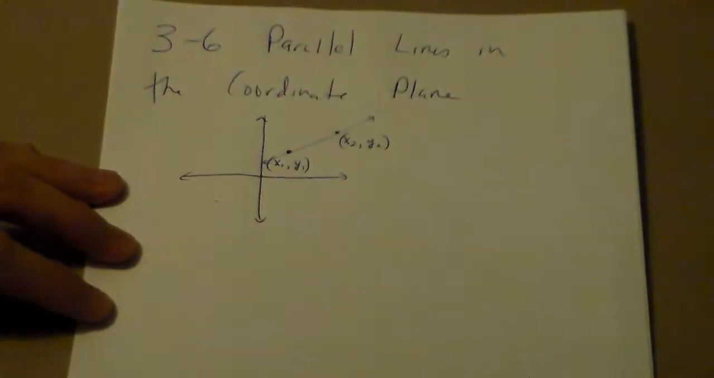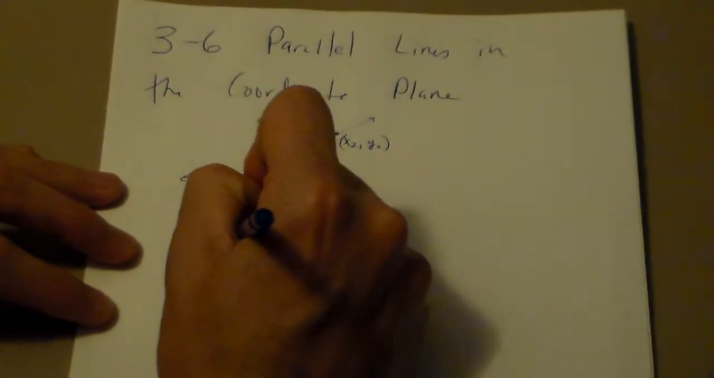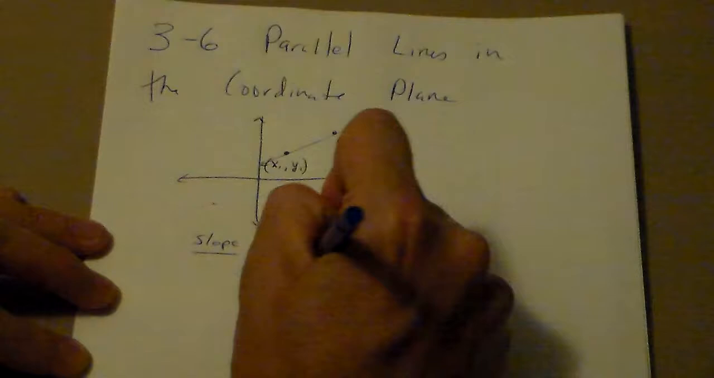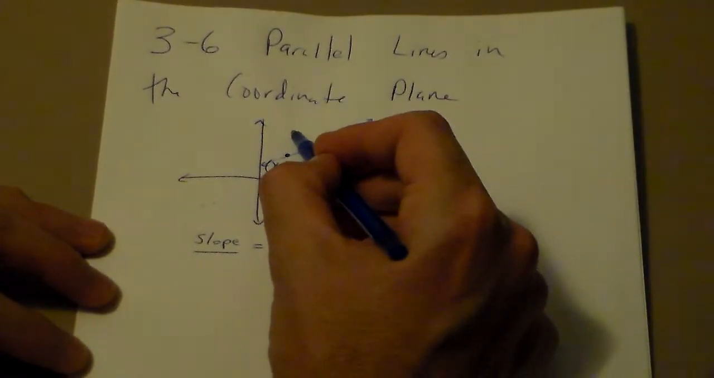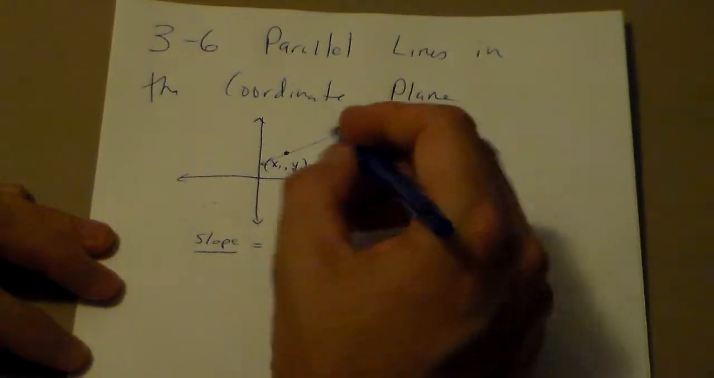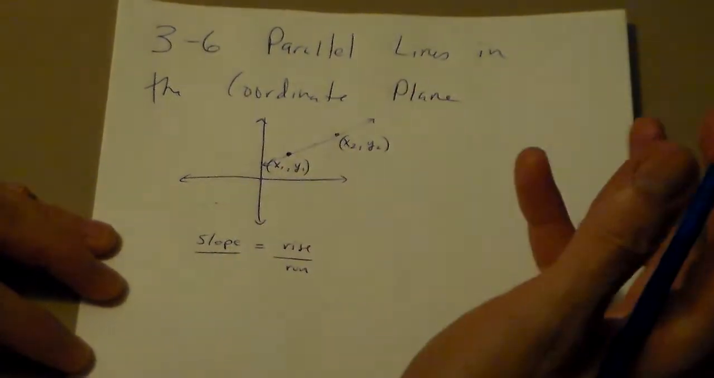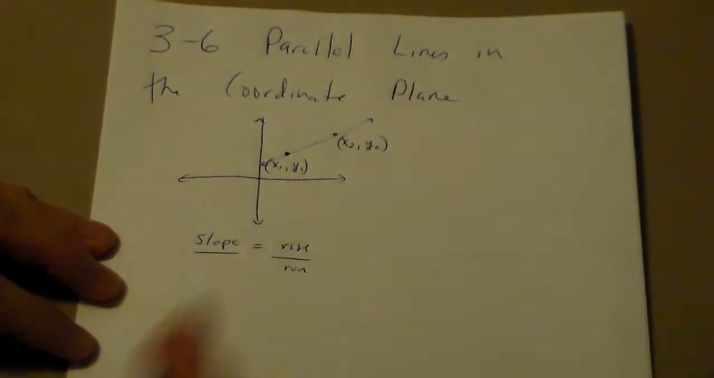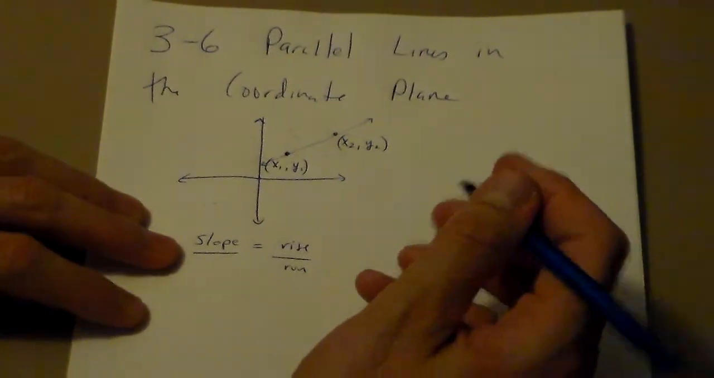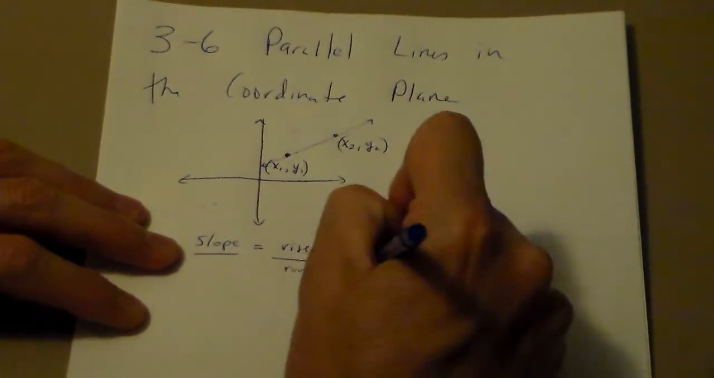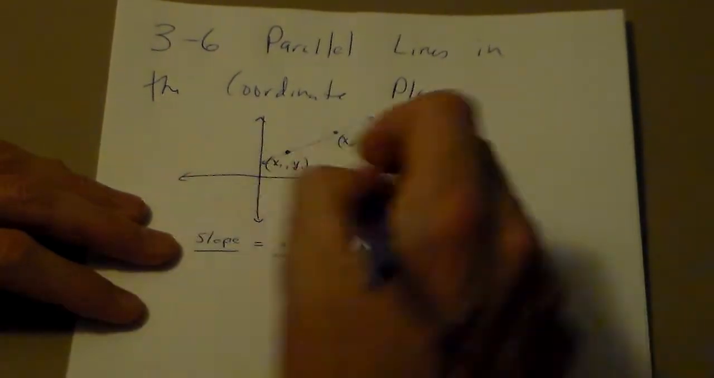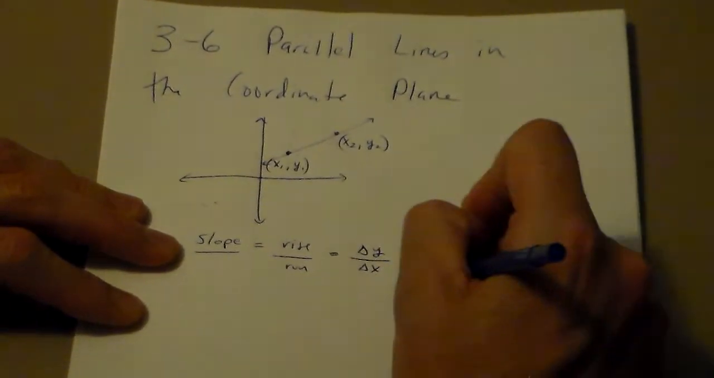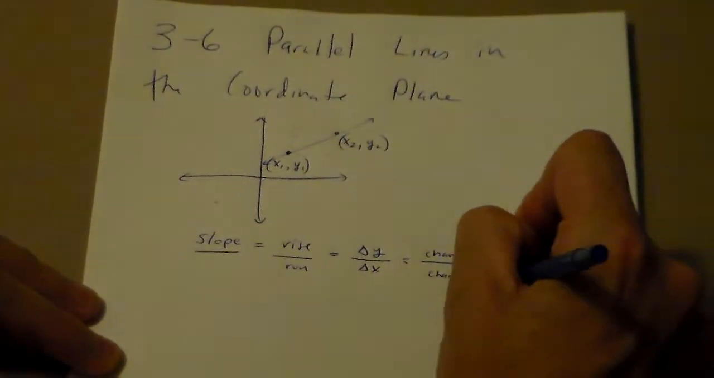What we want to do is find what's called the slope of the line. Slope is equal to rise over run. Rise over run. Sometimes people will look at it this way; you could look at it either way. But the rise goes on top, the difference in the y direction, and then the difference in the x direction. Sometimes people will call this delta y over delta x, and what that means is the change in y divided by the change in x.